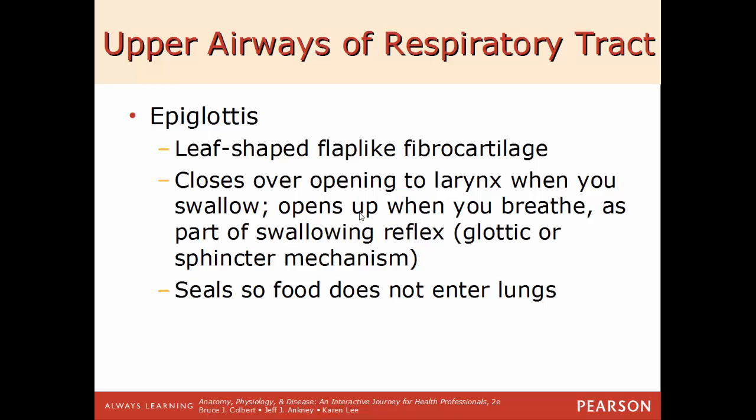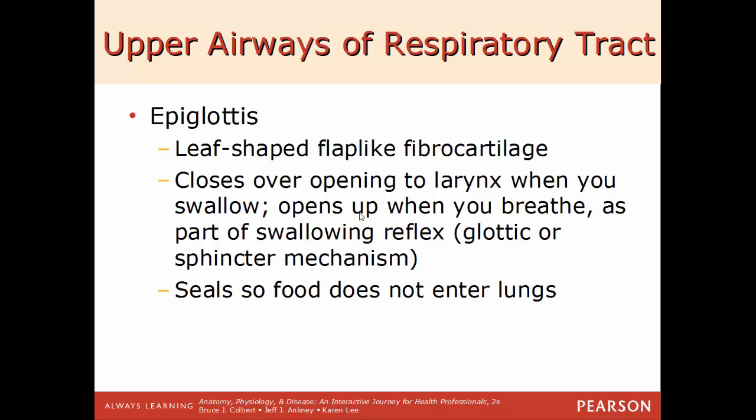See, the glottis is covered with a leaf-shaped flap-like piece of fiber cartilage called the epiglottis. And this closes over the opening to the larynx whenever we swallow, and will open up as we breathe, as part of the swallowing reflex, also called the glottic mechanism.